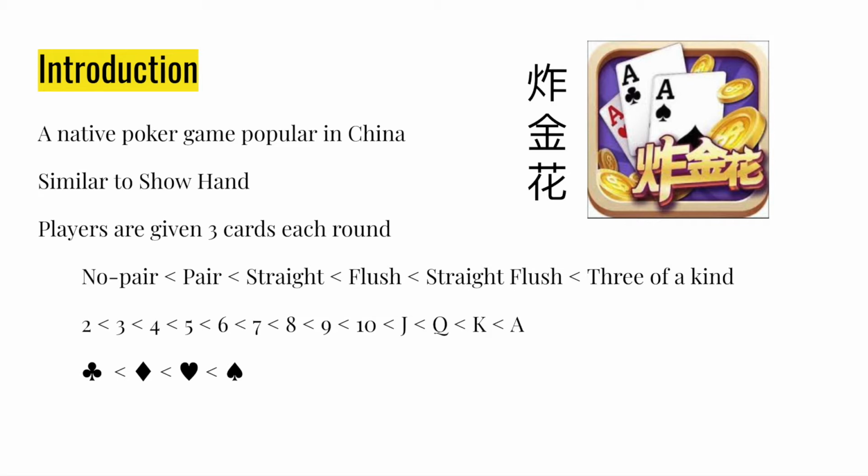We will first compare the type of them. Here, no pair is the smallest and the 3 of a kind is the largest. And then we come to the numbers, while 2 is the smallest and ace is the largest. If both type and number are the same, we will come to the suits. Here, club is smaller than diamond, smaller than heart, and smaller than spade. If these 3 are all the same, we will call a tie.